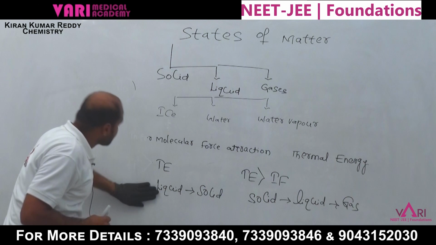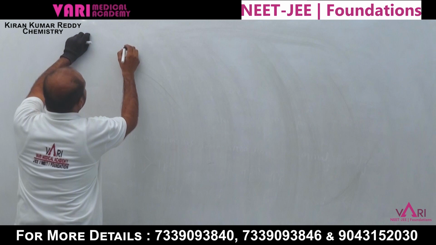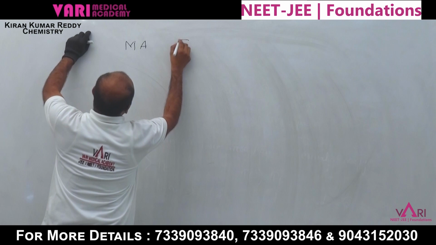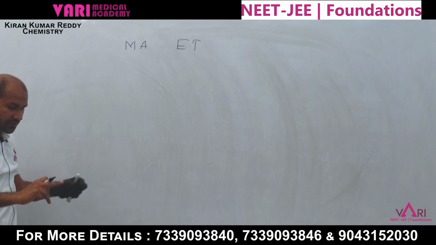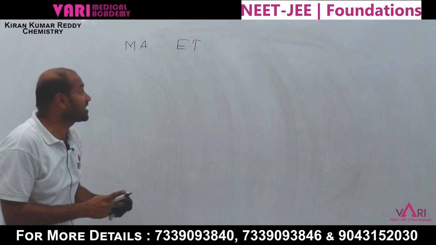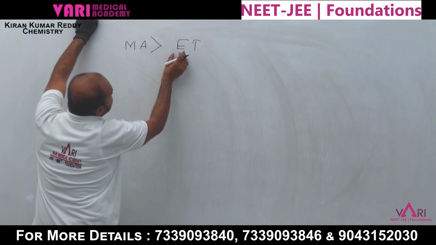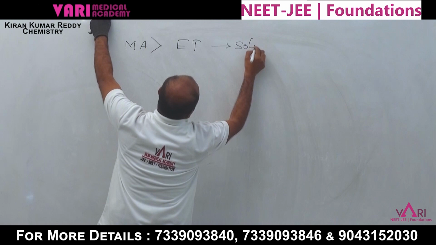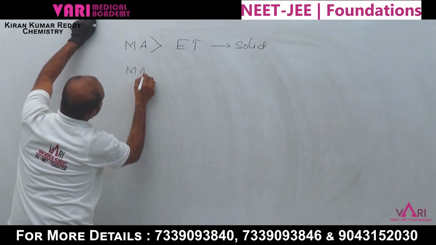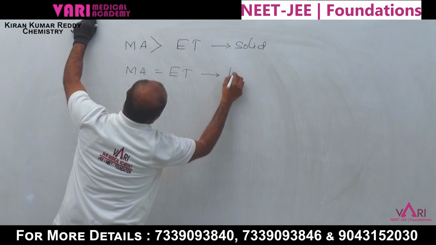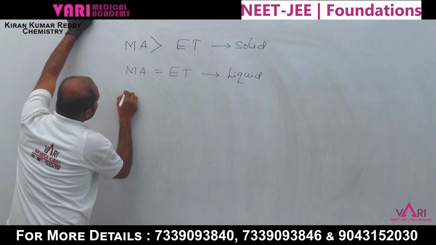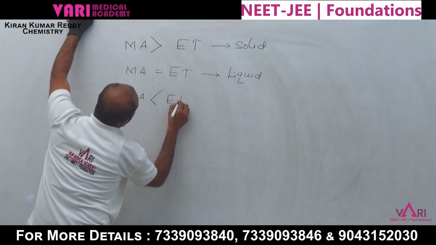Next one is, there are two types of interaction. One is the mutual attractions, another one is the escaping tendency. Mutual attraction means more intermolecular forces of attraction. Escaping tendency means thermal energy. If mutual attraction is greater than escaping tendency, that is called solid. Now mutual attraction is equal to escaping tendency, that is called liquid.